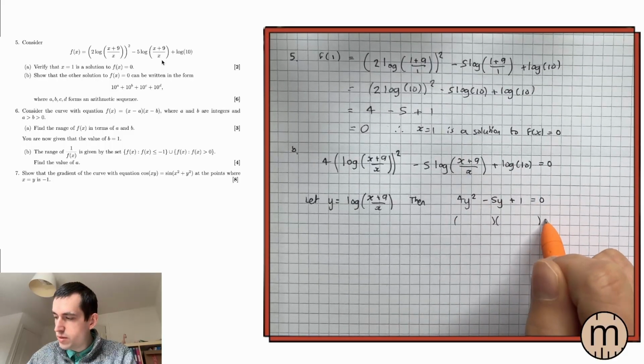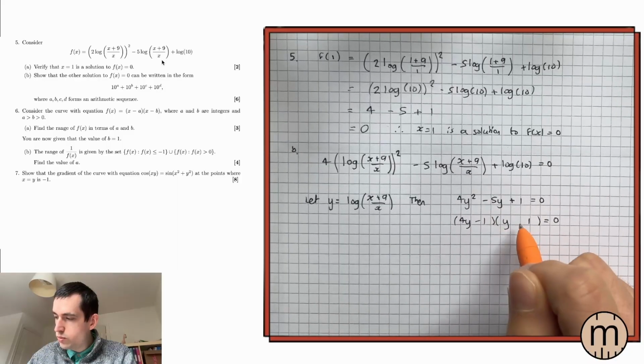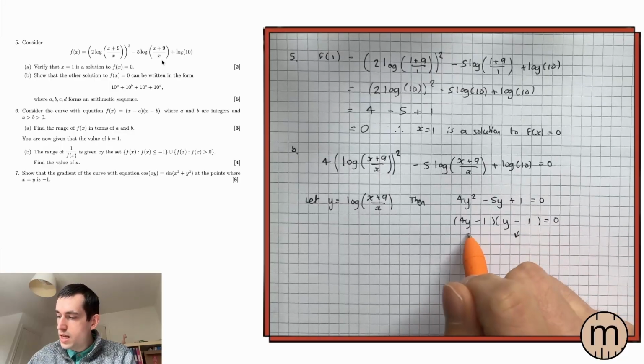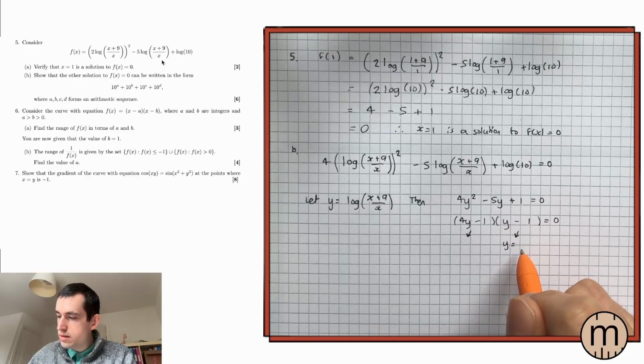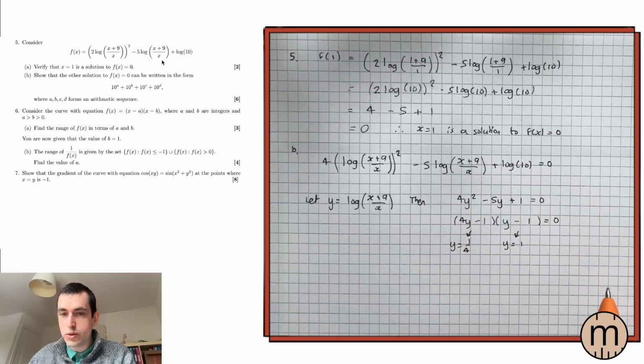And we'll try and put this into brackets. I'm going to have 4y, y, 1, 1, minus, minus, there we go. 4y minus 1, y minus 1. This one should make sense. x equals 1 would make sense. y equals 1 is the solution here, or y is equal to a quarter.